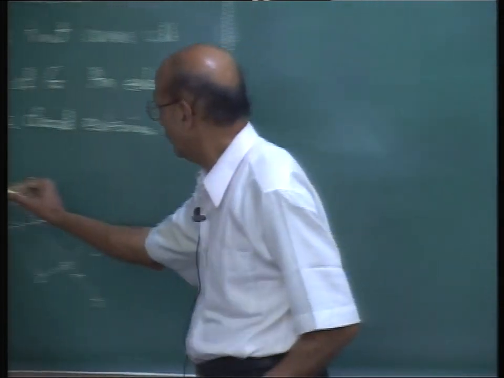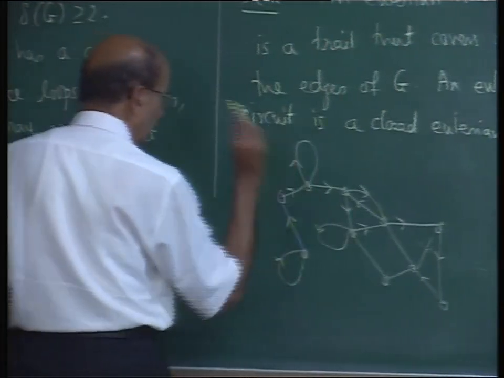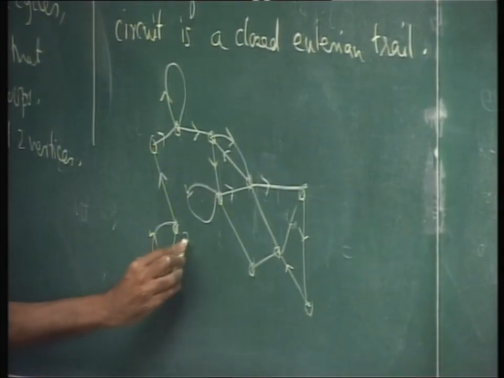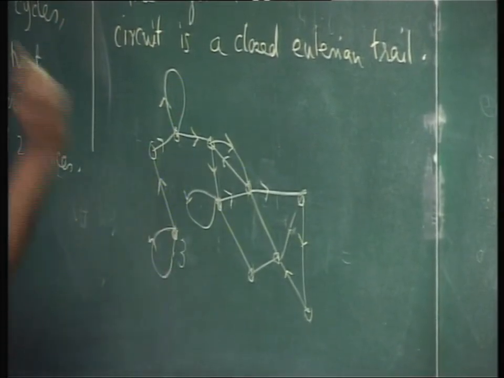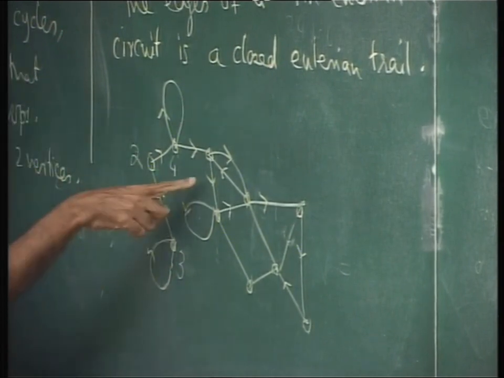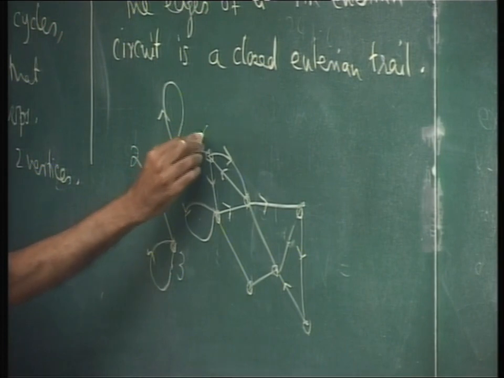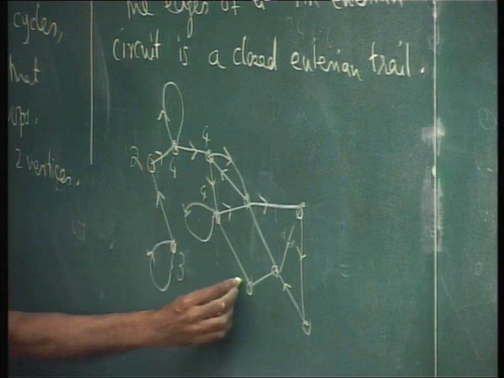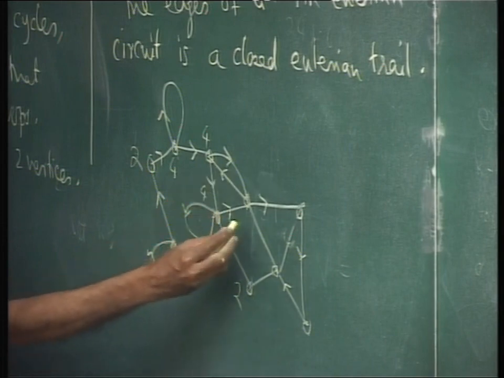So the degree of this vertex is 4. Degree of this vertex is 4. Degree of this vertex is 2. Let's write down the degrees. No, degree of this vertex is 3. Degree of this vertex is 2. Degree of this vertex is 4. What about degree of this vertex? 1, 2, 3, 4. What about this? 4. What about this? 2. 1, 2, 3, 4, 5.